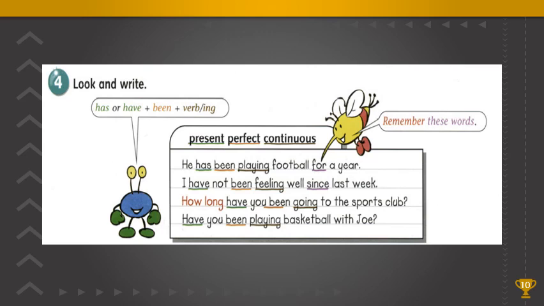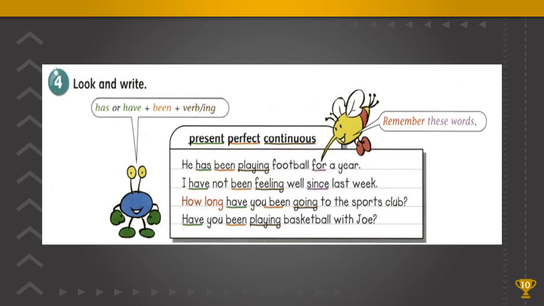As we said, present perfect continuous is formed by having the auxiliary verb has or have plus been plus the verb in its ing form. In the sentence, I have not been feeling well since last week, have been feeling is the present perfect continuous.